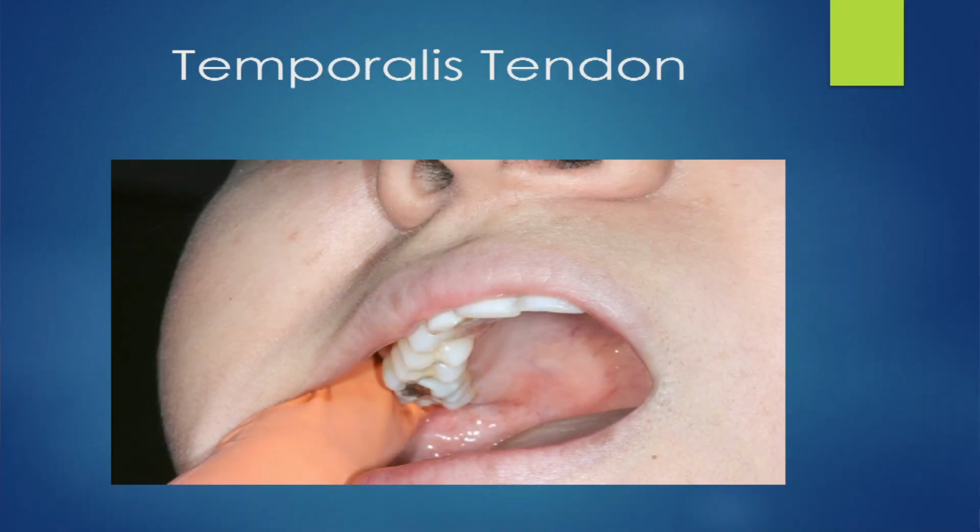And the temporalis tendon. Note I said the temporalis tendon. When we palpate the temporalis muscle, as shown here, our fingers are actually palpating the temporalis tendon. However, if the temporalis muscle is sore, it's going to show up as soreness in the temporalis tendon.